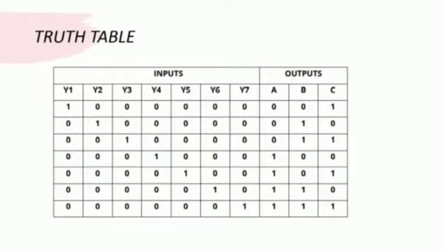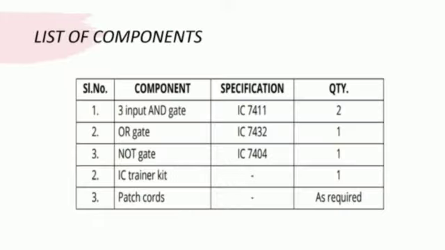And here is the truth table. If you give input as 1 0 0 0 0 0 0, then the output will be 0 0 1, and if you give input as 0 1 0 0 0 0 0, then the output will be 0 1 0. Likewise you have to do for all. And these are the components you will require for this experiment: 2 three-input AND gates, OR gate, NOT gate and IC trainer kit.